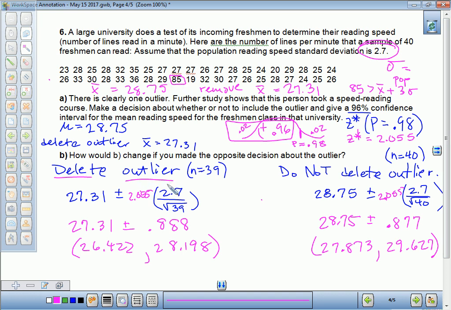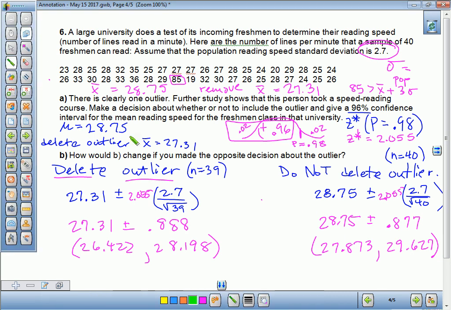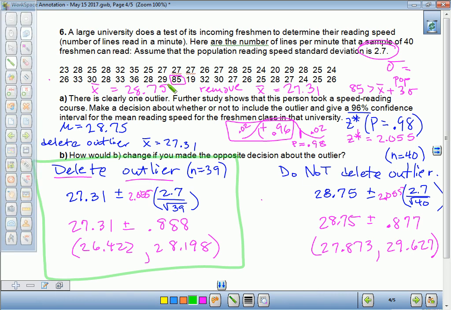So if we delete that outlier, this is our data. If we do not delete our outlier, this is our data. We should delete our outlier. So this is the more accurate result. This is skewing our data and would give us a confidence interval that didn't accurately reflect the entire population.